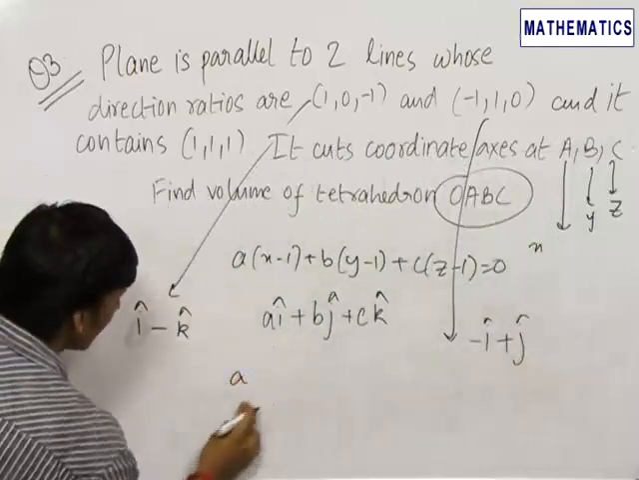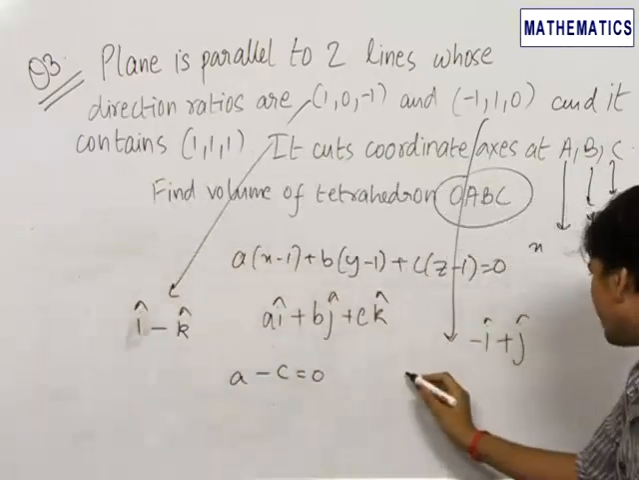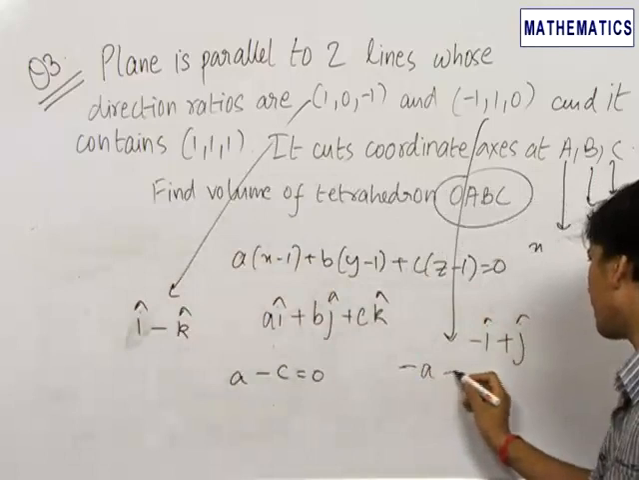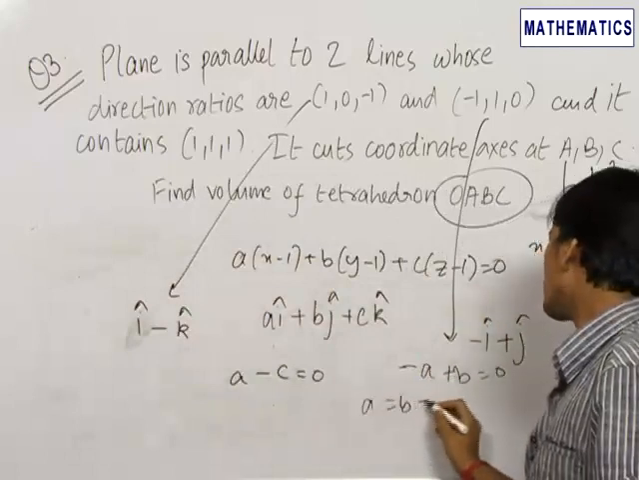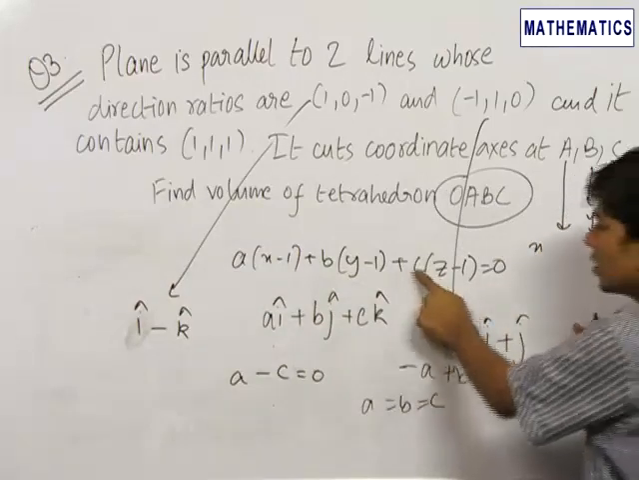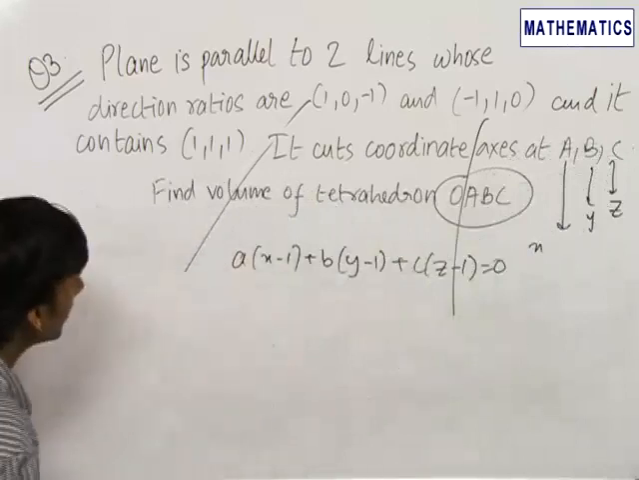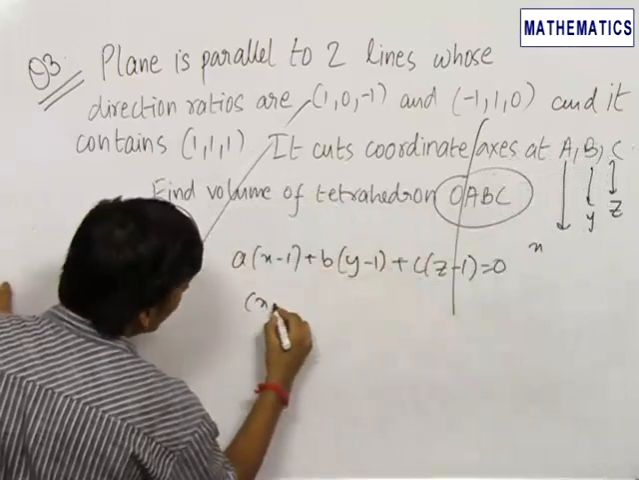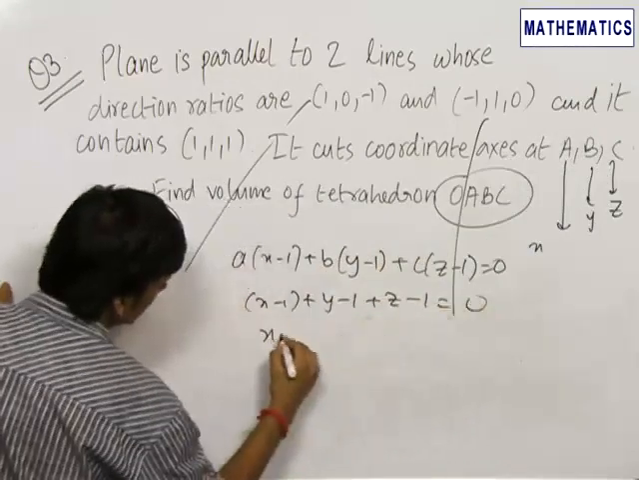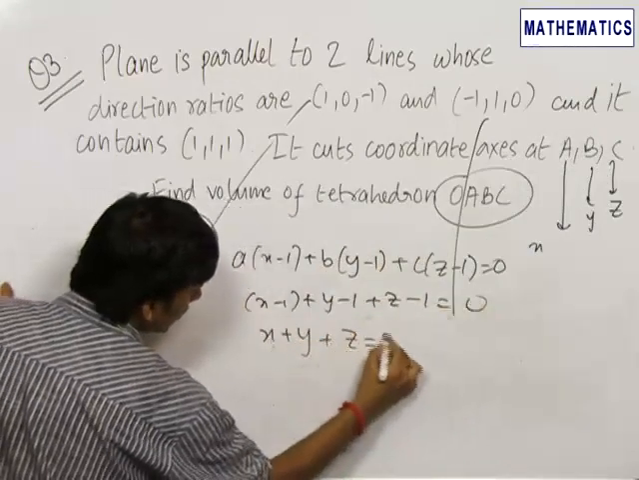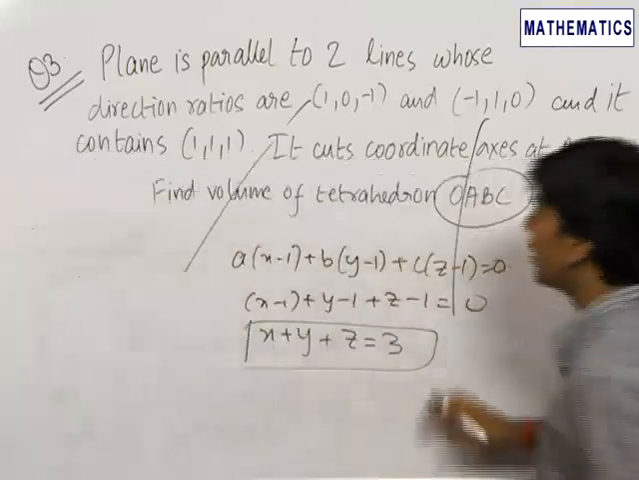That is A minus C equal to 0. From the other two we get minus A plus B equal to 0. From these we get A is equal to B equal to C. Now since all these three are equal, they can be removed from the equation to get (x minus 1) plus (y minus 1) plus (z minus 1) equal to 0. That is x plus y plus z is equal to 3. Therefore we get the equation of our plane.